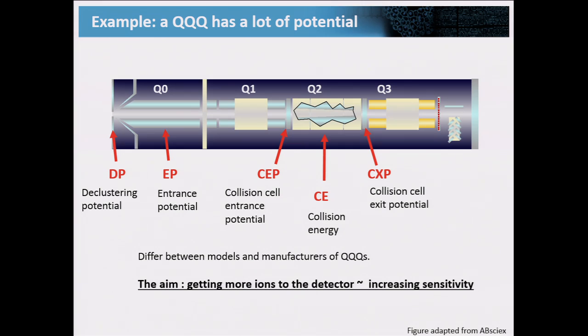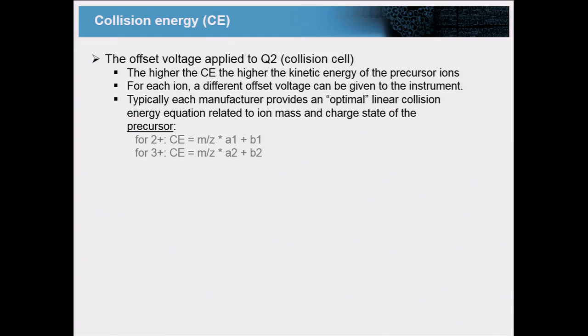But all of them basically want to do the same. They want to get as many ions as possible from the beginning of the path all the way to the detector. The collision energy itself is an offset. It's applied to the Q2. That's basically the amount of it, and this offset relates to the amount of kinetic energy that we're going to give the precursor. And this kinetic energy is going to basically enable the fragmentation within the Q2.